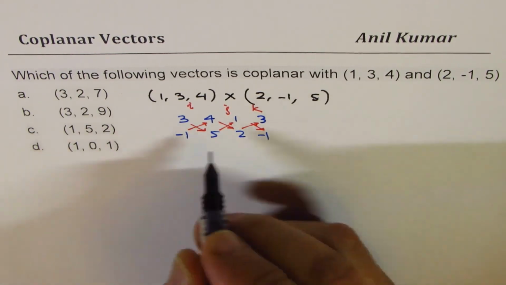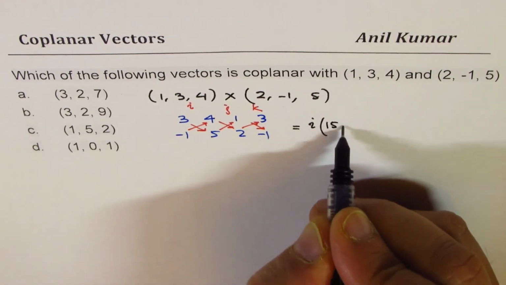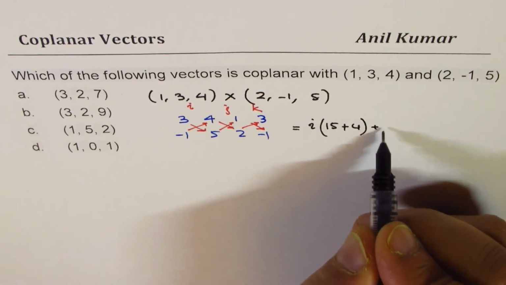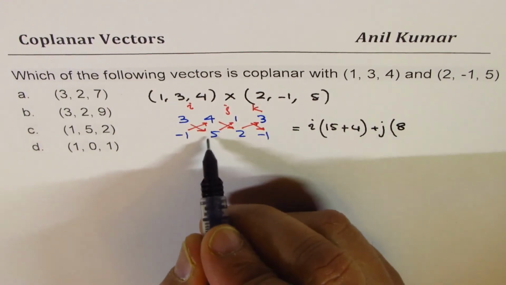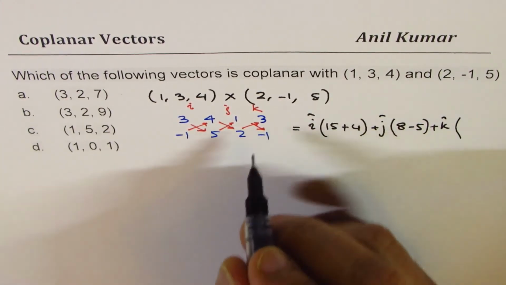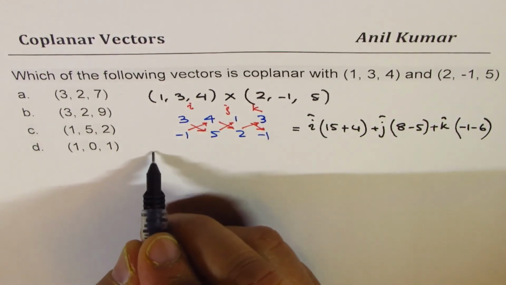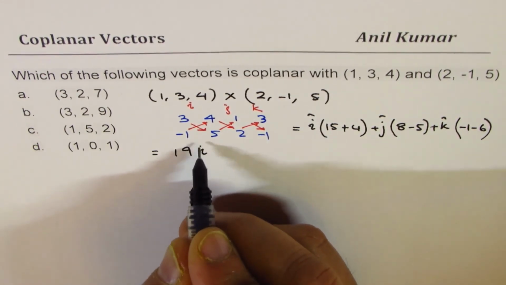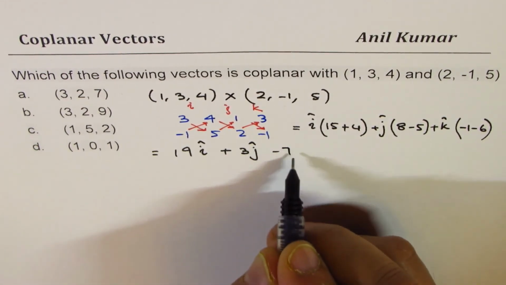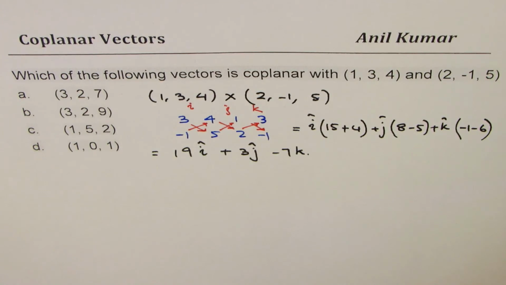So the cross product here is, you can write from here, i will be 3 times 5 as 15, take away, minus becomes plus, right? And 4 times 2 is 8, plus j. 4 times 2 is 8 minus 5, plus k. So these are unit vectors along i, j, k, x, y, z axis, right? Minus 1, and that gives you minus 6. So this vector basically is 19i plus 3j, and here we get minus 7k. We are looking for a dot product with one of these to get the solution. Is it okay? So let's do it one by one.